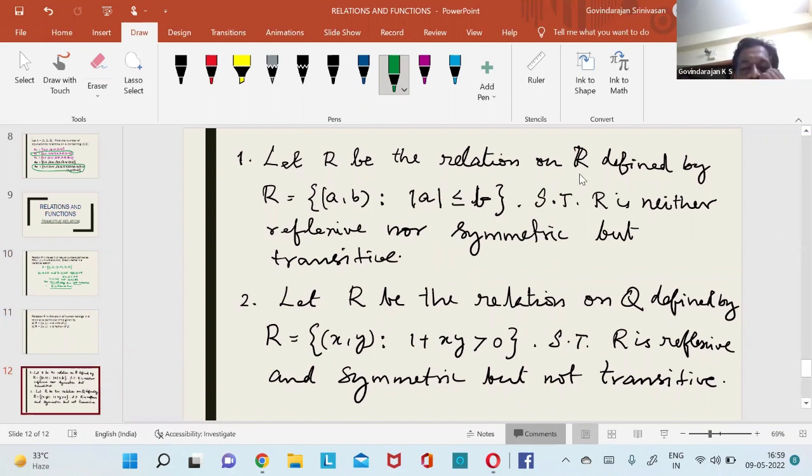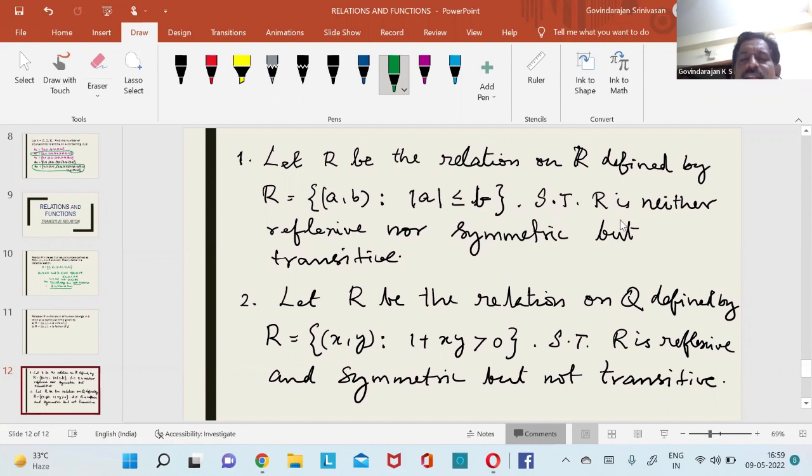Let R be the relation on R defined by (a, b) such that modulus of a is less than or equal to b. Then R is neither reflexive nor symmetric, but it is a transitive relation. A simple example only, we can show that it is neither reflexive. Some typical example we have to give.